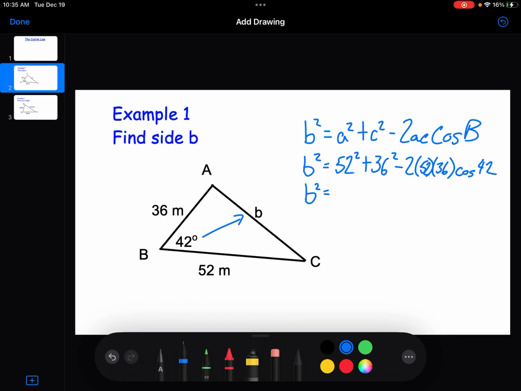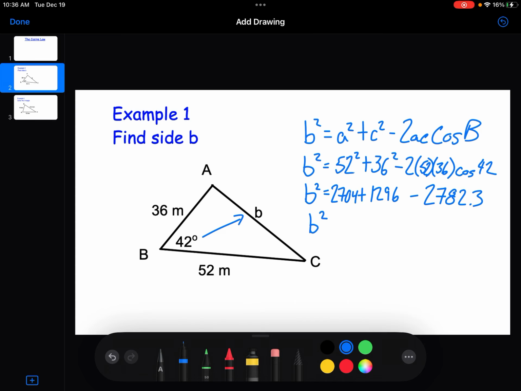Now, 52 squared, I'm going to write down all these values. On my calculator, I start with cos 42, times it by 36, times it by 52, times it by negative 2. And then I get negative 2782, and it's about 0.3. I would then add 36 squared. I'm not taking anything out of my calculator, so I would add 1296. And then I would add 2704, which is 52 squared.